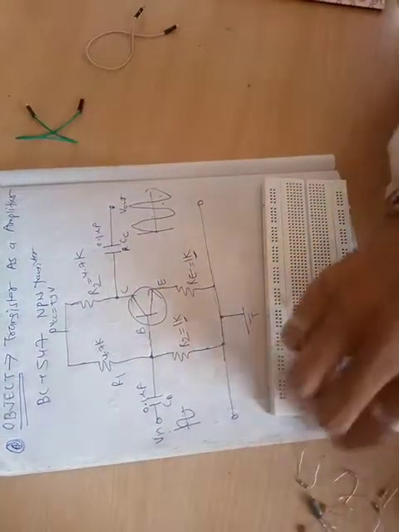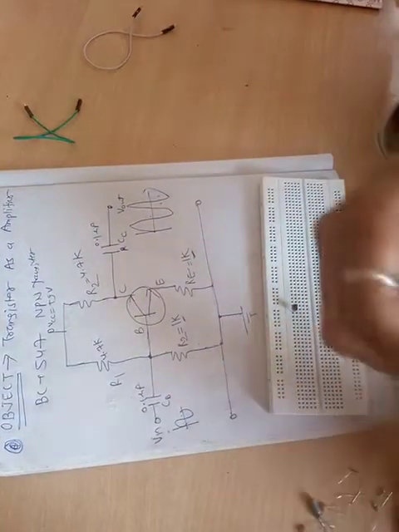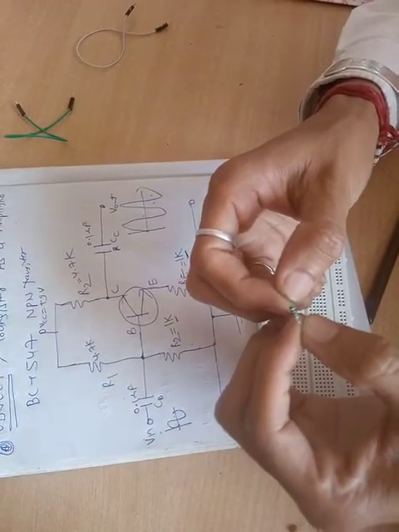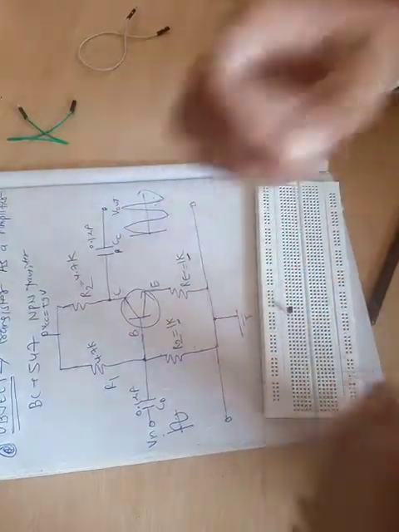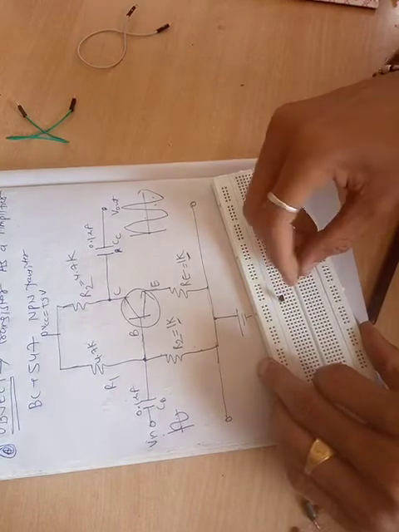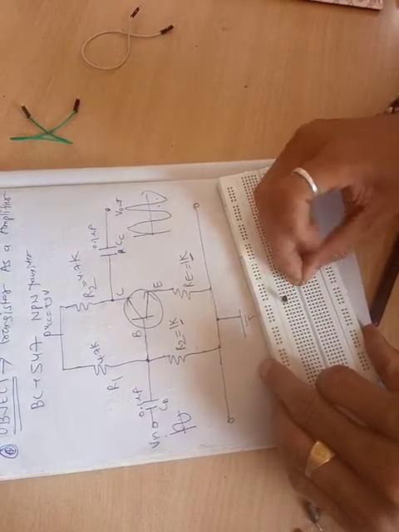So we will just tag the 1 kilo ohm resistor. Brown, black and red, this is the abbreviation for the 1 kilo ohm resistor. One point is connected with the emitter and another point, let's suppose here I connect.